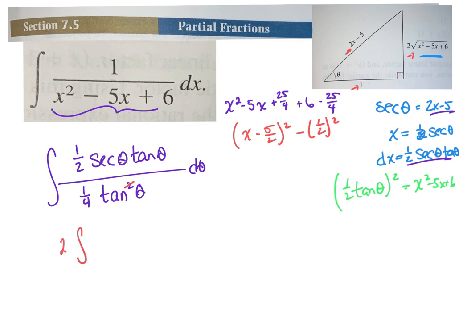And then we can get rid of one of our tangents. So we have secant over tangent, which is cosecant. It's 1 over cosine, then sine over cosine. Your cosines cancel. You get 1 over sine. So this reduces to cosecant of theta, delta theta, which has an antiderivative. If you'll recall, the antiderivative of cosecant is the natural log of the cosecant minus the cotangent.